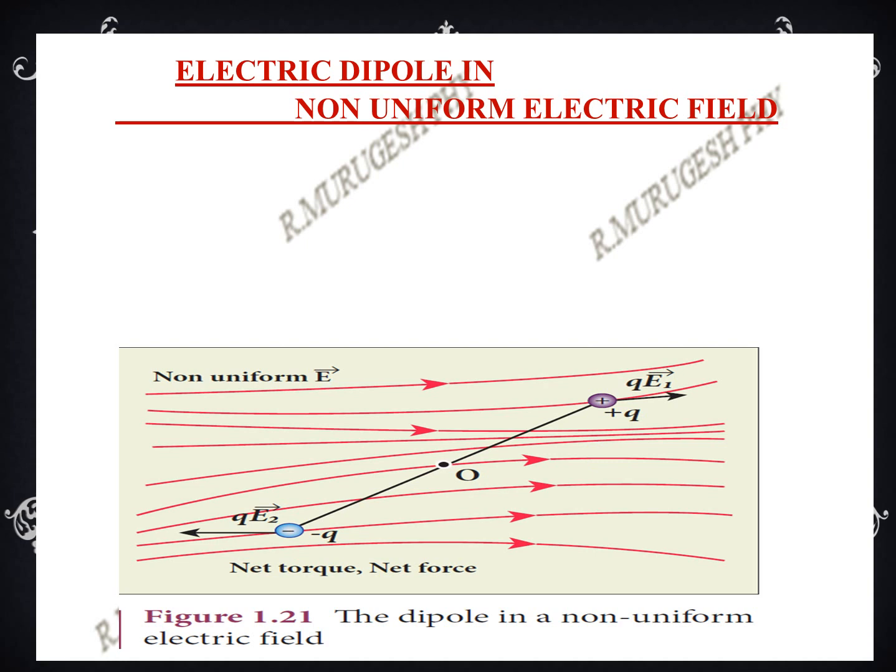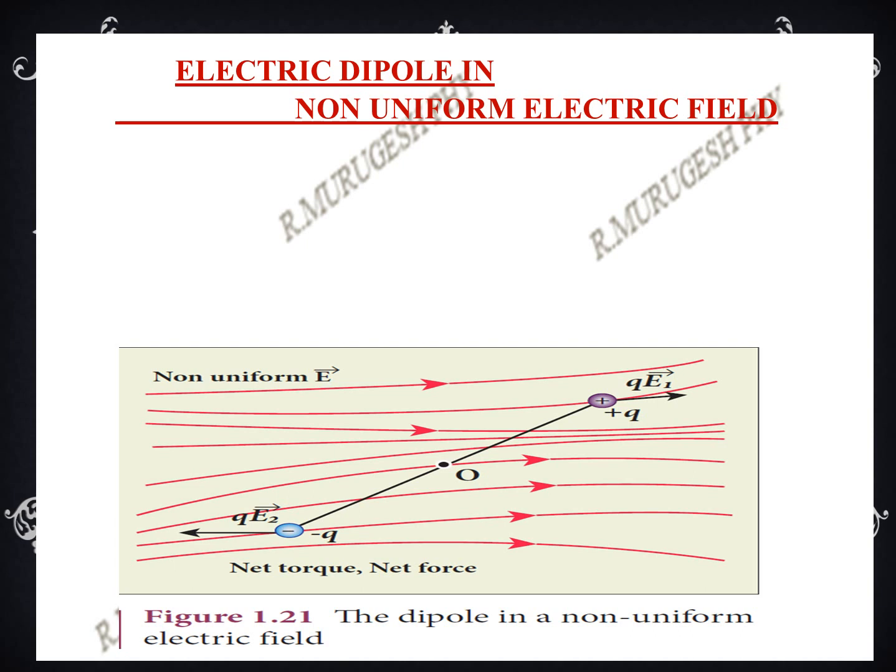So naturally, the forces cannot cancel each other, so there will be a net force. Remember, if a dipole is placed in a non-uniform electric field, then there is a net force. In which direction will the net force be? At whichever point the field is more, towards that direction. Suppose the field is more at the place of minus q, then it will be directed opposite to the field. If the field is more in magnitude at the point of plus q, then the resultant force will be in the direction of the electric field.